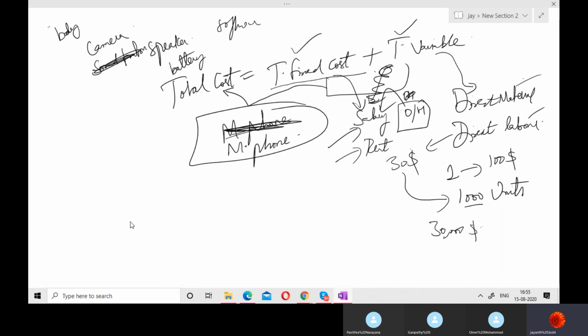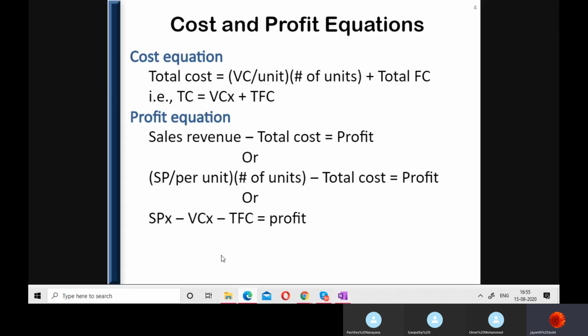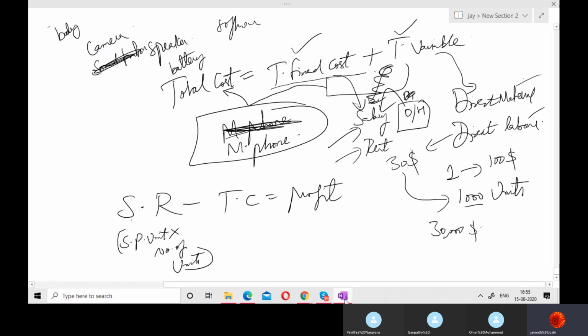I'll put it here. Sales revenue minus total cost is profit. And how do you get the sales revenue? Selling price per unit into number of units. This is similar to a mathematics kind of concept. Total cost, how you need to find it, you've already understood. And selling price minus fixed cost minus total selling price minus variable cost. I'll come back to that, don't worry.